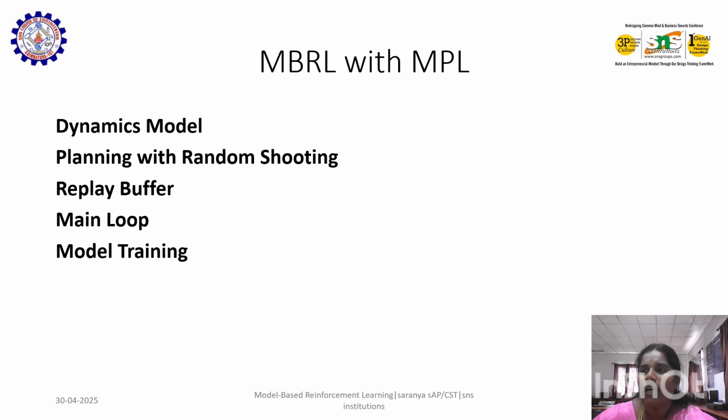Then model training uses the mean square error, which means predicting the actual next states. The mean square error is used to minimize the difference between the predicted and the actual next states.